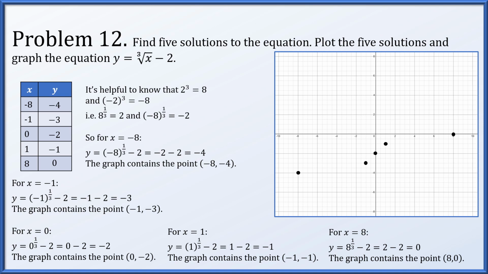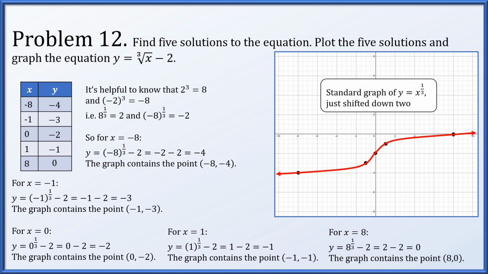And now we just need to join these points together with a cube root-ish looking kind of thing, and there it is. This really is just the standard graph of the cube root of x, but it's been shifted down by 2, matching that y is the cube root of x minus 2, a vertical shift of 2.